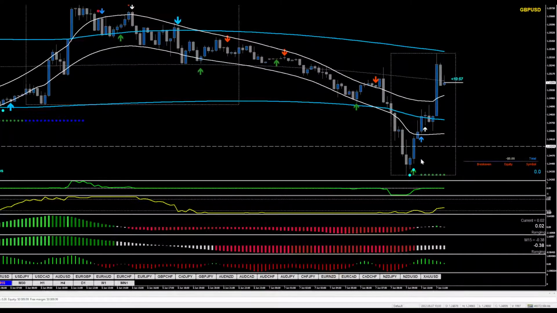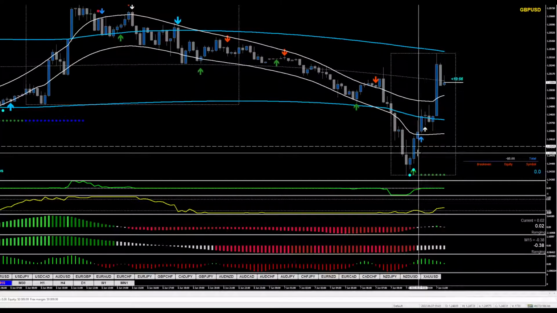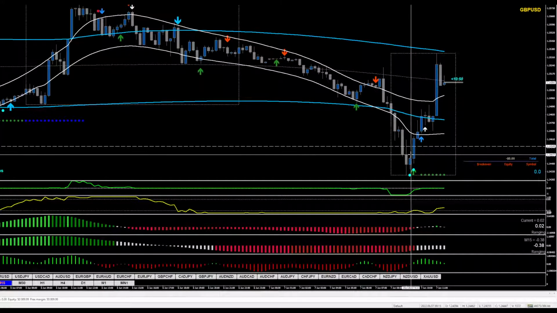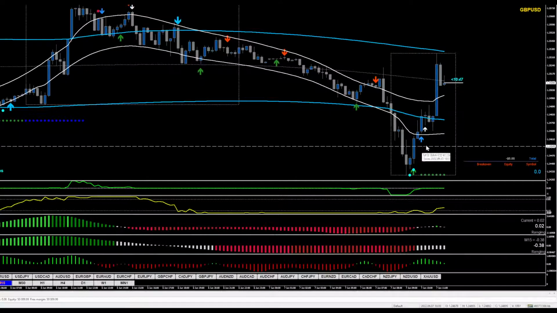I mean, if it does come to the source order block or the premium order block, whatever it's called, then it would have to come down to this level here at least, which would be below our limit. So that would be perfect.